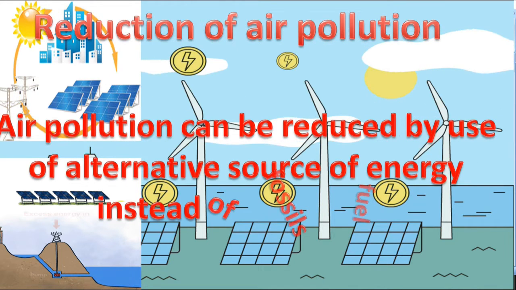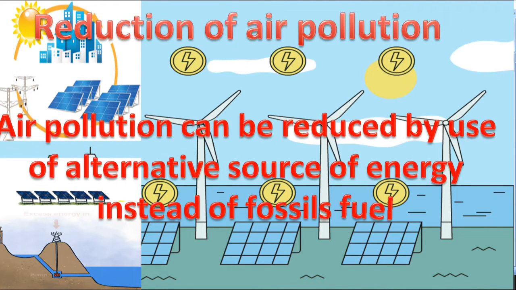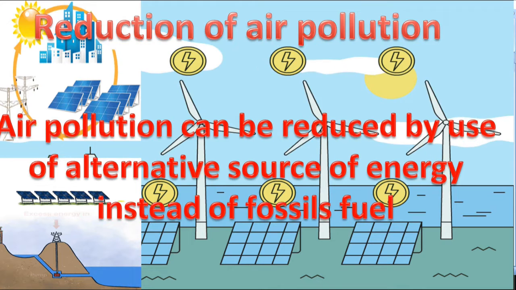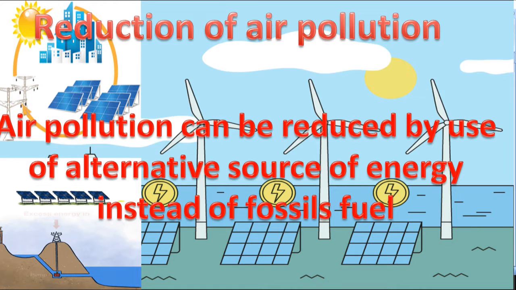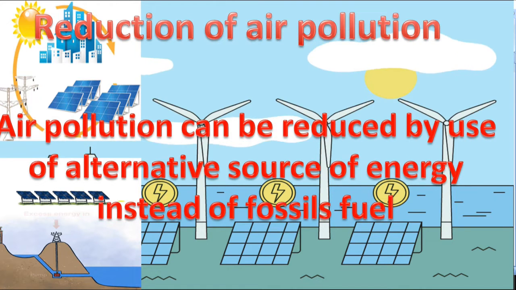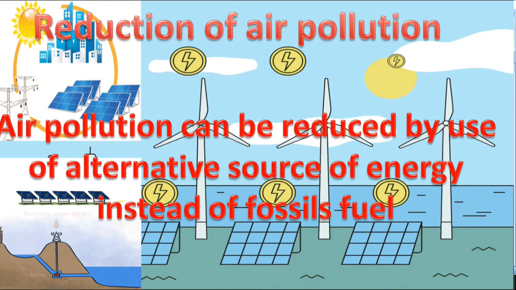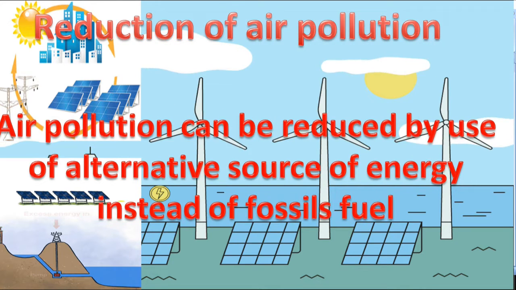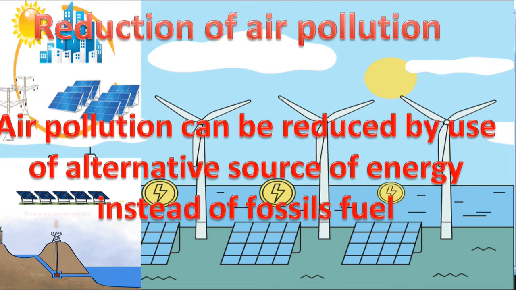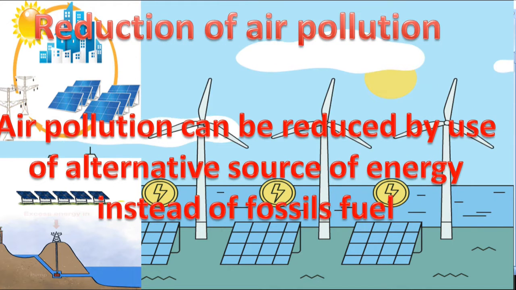Reduction of air pollution. Air pollution can be reduced by use of alternative sources of energy instead of fossil fuels, like biogas energy, hydroelectricity, solar panels, and wind power plants that help to reduce air pollution.